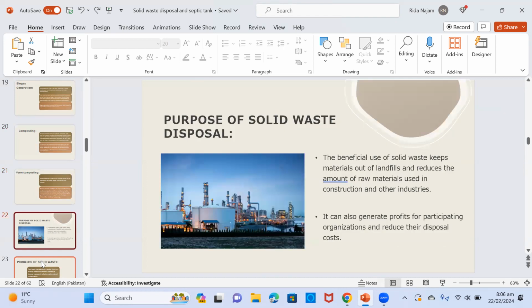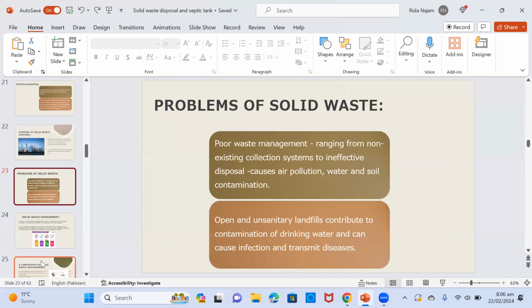What is the purpose of solid waste disposal? The beneficial use of solid waste keeps materials out of landfills and reduces the amount of raw materials used in construction and other industries. It could also generate profits for participating organizations and reduce their disposal costs.